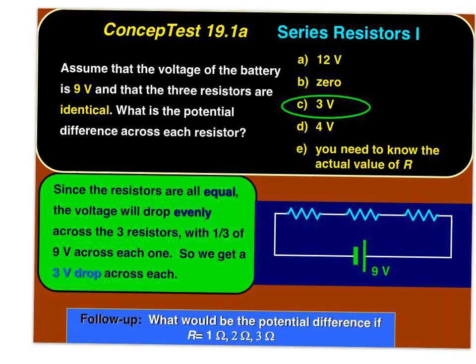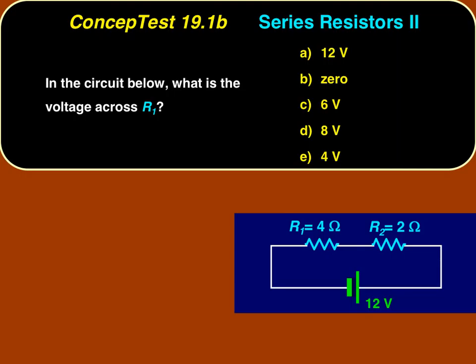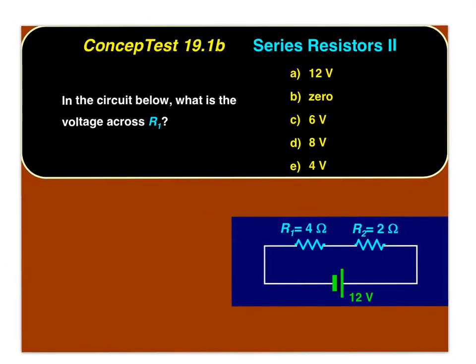Okay. So that was tricky. They didn't give us the voltage, but they told us that they were all the same. In the circuit below, what is the voltage across R sub 1? So we have 4 ohms and we have 2 ohms connected in series with a 12-volt battery. So hopefully you are recognizing that the equivalent resistance of the circuit would be 6 ohms. That's an ohm symbol. And then V equals IR. What are we doing? Voltage across R sub 1.